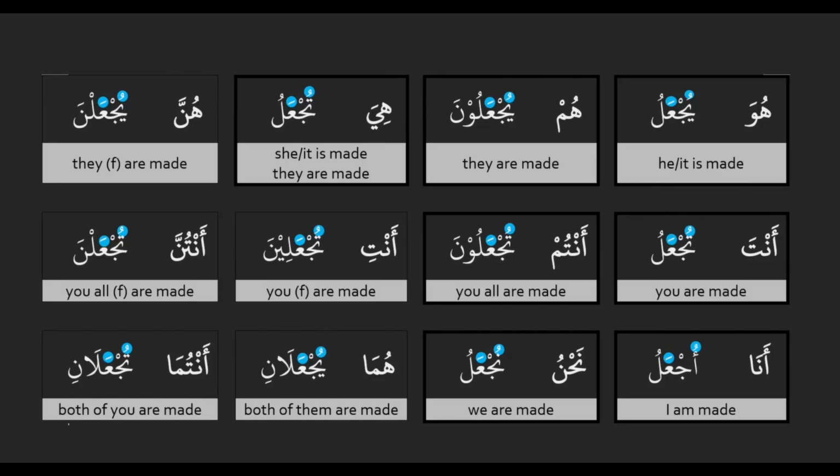Okay, so we've covered our past passives. Do you remember how we recognize a past passive? Past passives have the same ending indicators as normal past, but we recognize it as passive with the U on the first letter and an E sound on the second to last letter. Yeah, it was the U-E. U on the first, E on the second to last.